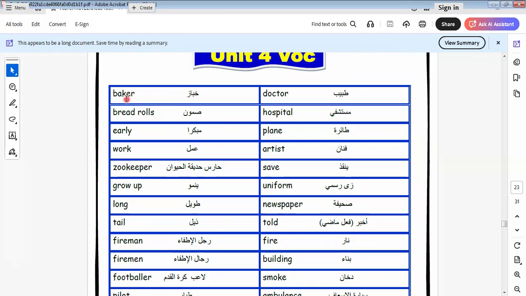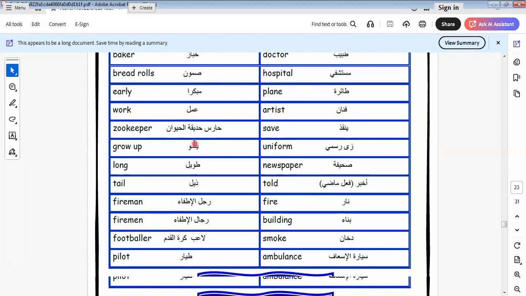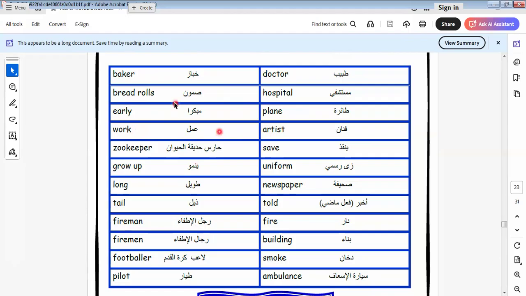Here we have baker, doctor, bread, hospital, early, plane, word, artist. Some of you are saying, Miss Iman, why are you reading in Arabic? The Arabic is translated here next to the word, so you can read it by yourself. Okay, I would like to know everything in English, because we are in English language.